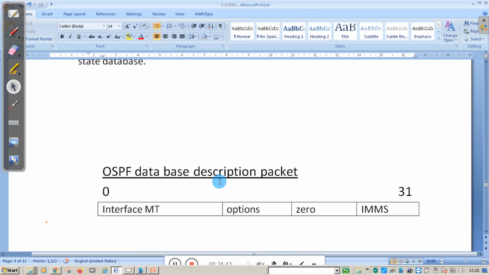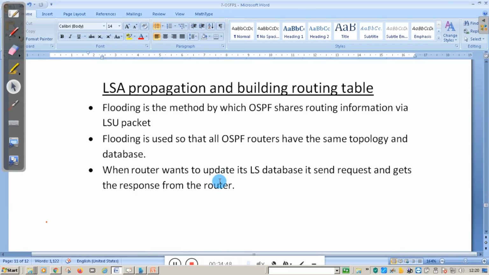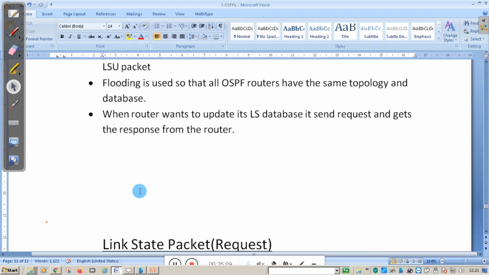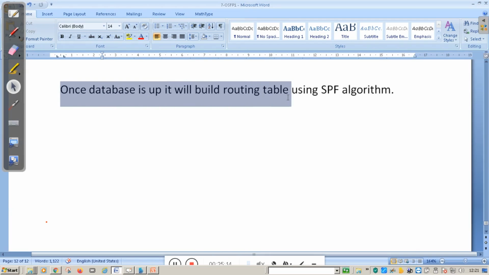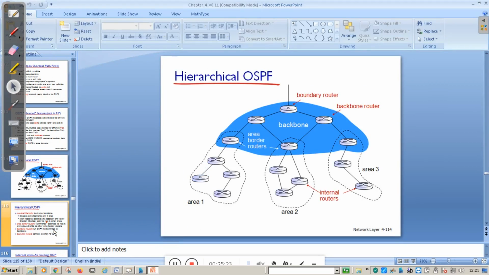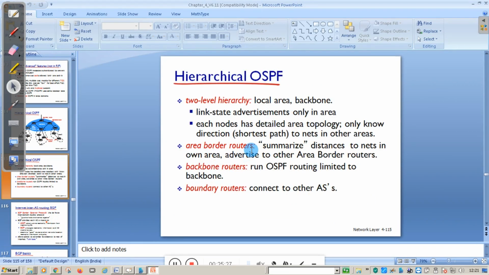Once the adjacency is formed, each router will propagate its LSA to the other routers in the particular area by means of flooding. After that it will create the topology database. Once the topological database is ready, from it the router will build the routing table by using the OSPF algorithm. This is the information related to OSPF. OSPF is the Open Shortest Path First protocol. So with that I will wind up this session. In the next session we will see what is the Border Gateway Protocol. Thank you.